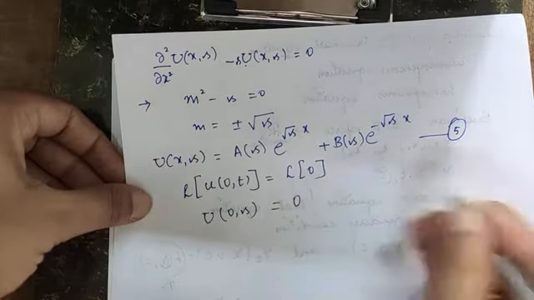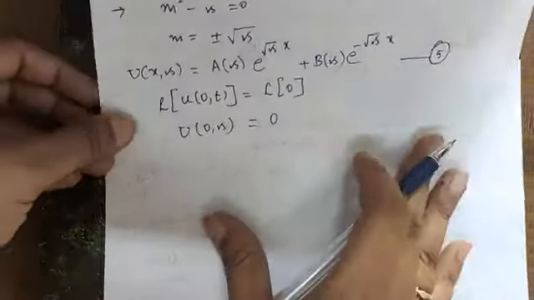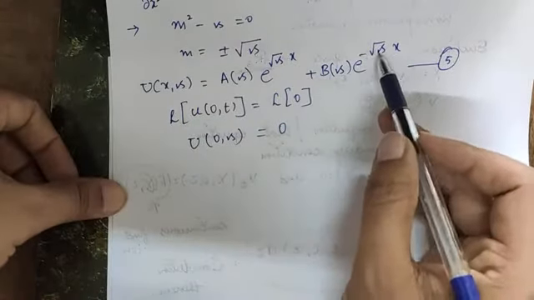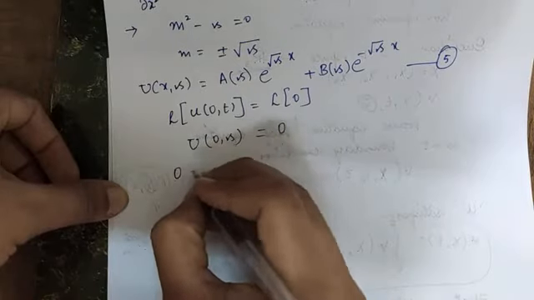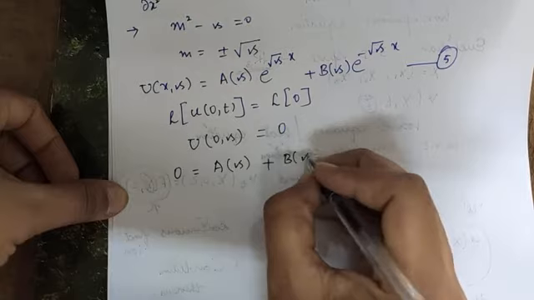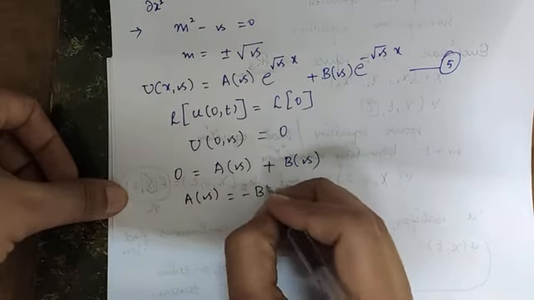Now apply this in your equation number 5. X is 0, exponential power 0 is 1, and here also I will get 1. So you will get 0 is equal to a of s plus b of s. That means a of s is equal to minus b of s.